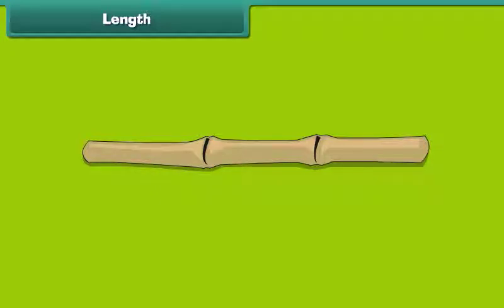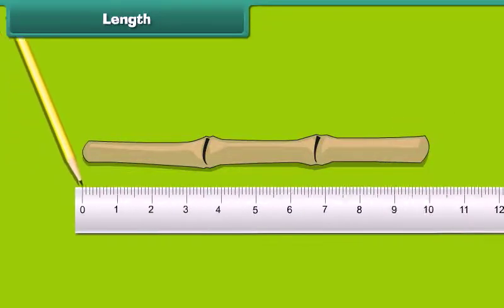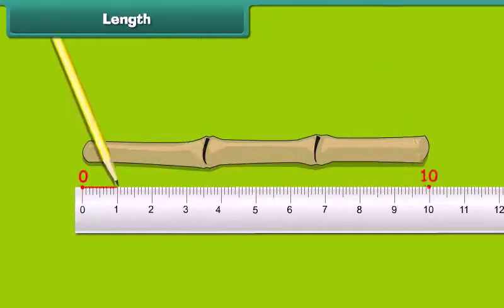Friends, look at this picture. This is a bamboo. There are two ends of a bamboo. To measure the length of bamboo, we measure it from one end to another.